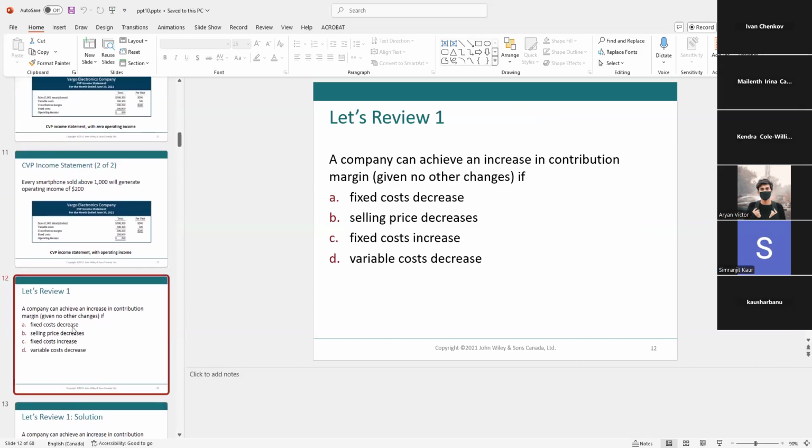Let's see this one. How can a company achieve an increase in contribution margin? How can I increase the contribution margin if nothing else changes? Variable costs decrease. Only when I decrease the variable cost, then the contribution margin is going to increase. If I push the selling price down, my contribution margin is going to go down. Fixed cost doesn't affect contribution margin at all.